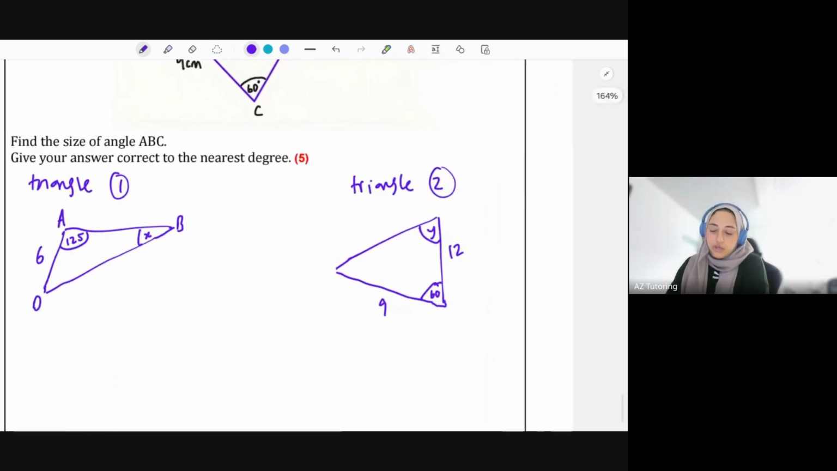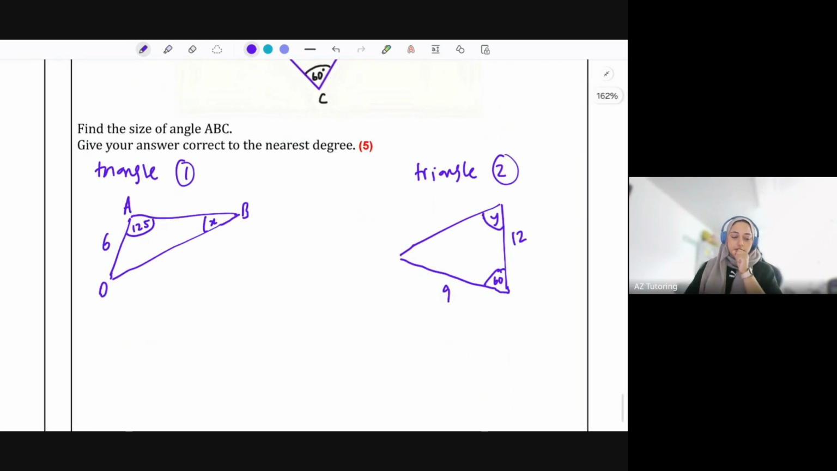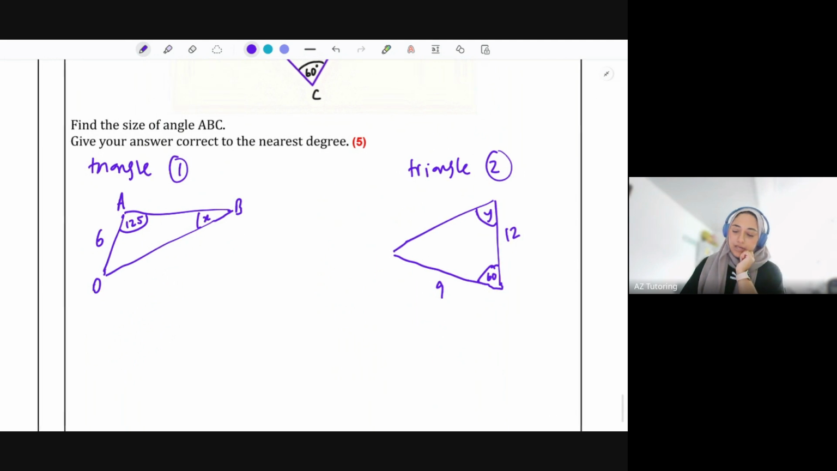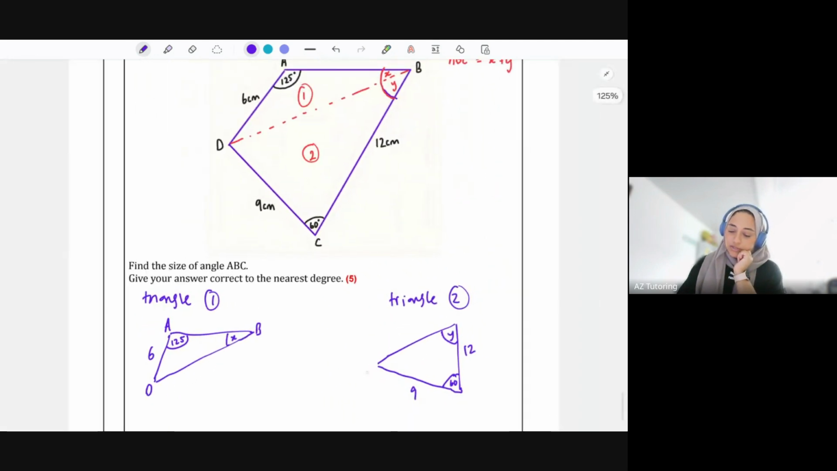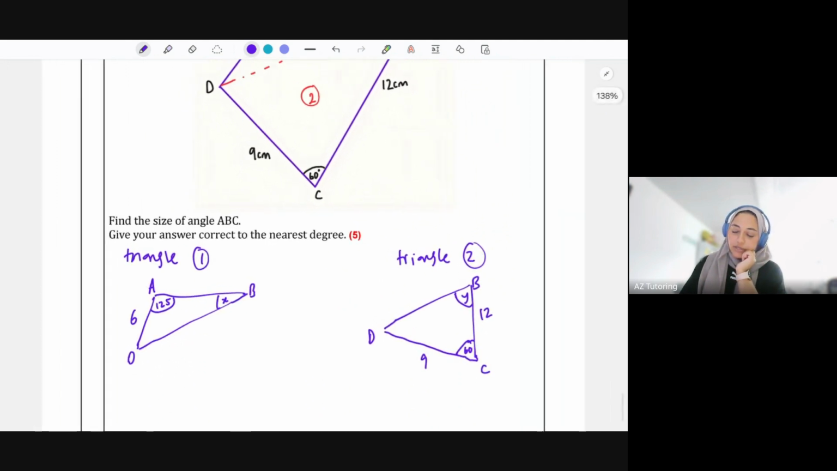Okay, so the triangle 1, I've not really got enough information to be able to use cosine rule or sine rule to find X. I need another length. So I've got more information on triangle 2, so I'm going to work with triangle 2 first. Now, what I should have really done is that's D, B, C. Now notice how I've got DB here. This length and this length is the same. So if I worked out the length on triangle 2 of DB, I can use that for triangle 1.